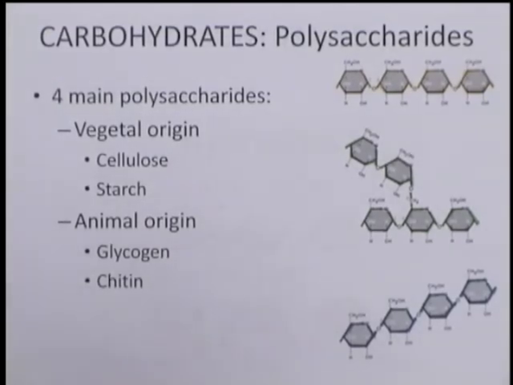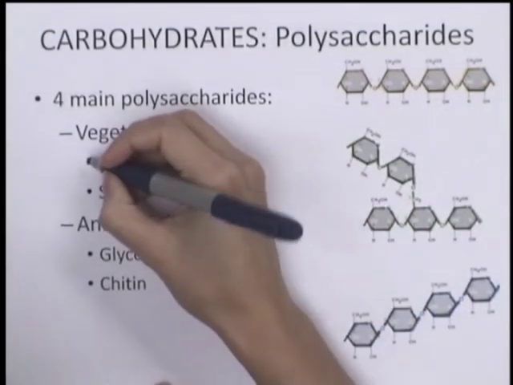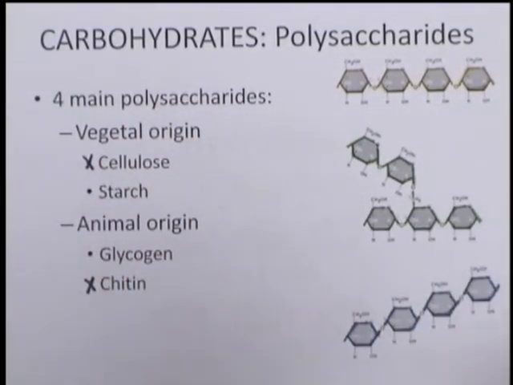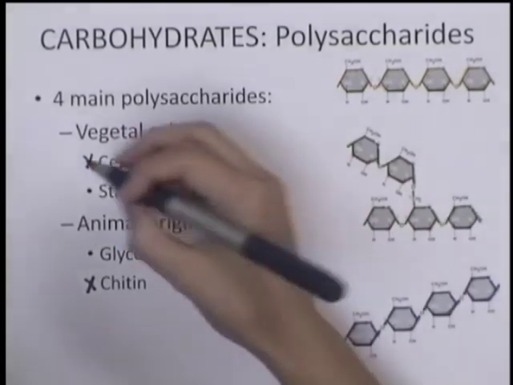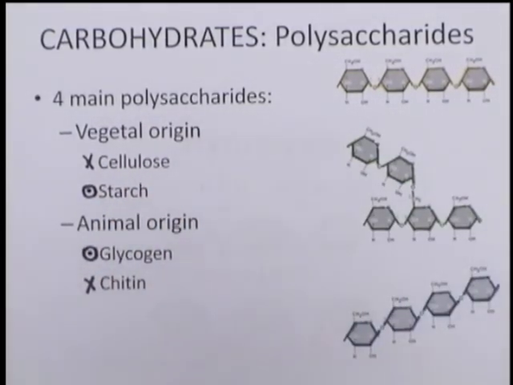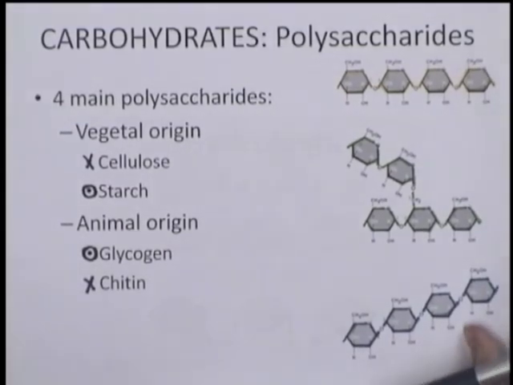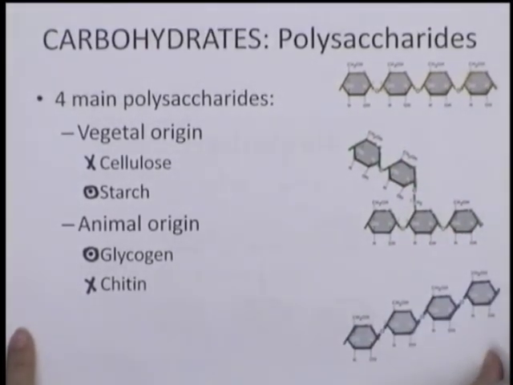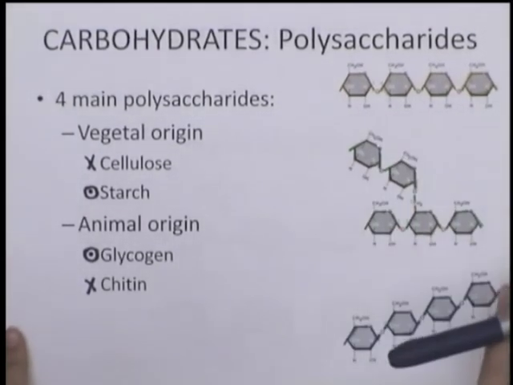From these polysaccharides, cellulose and chitin are used for structural material. Cellulose in plants and chitin in some animals with exoskeletons. And starch and glycogen are used for energy storage, starch in plants and glycogen in animals. These are all composed of glucose only in different bonds.